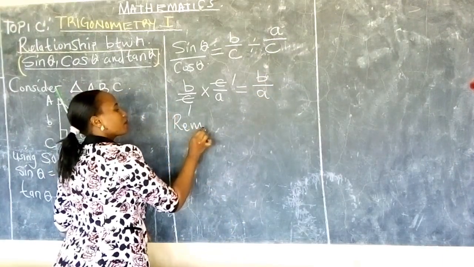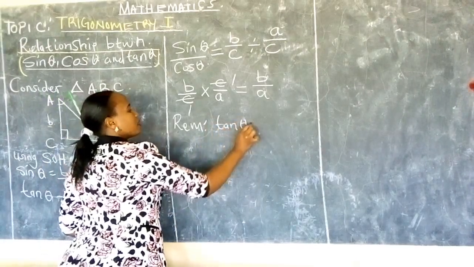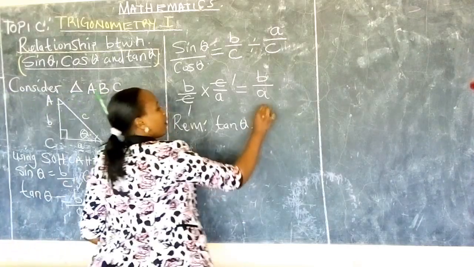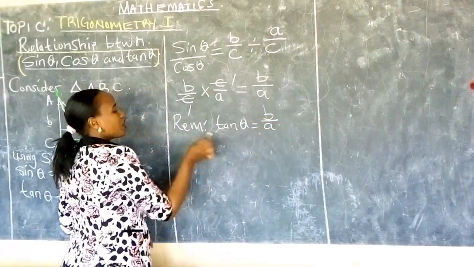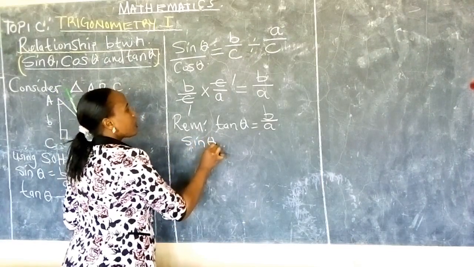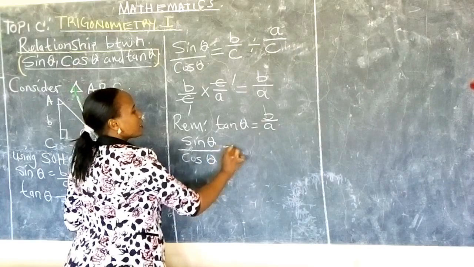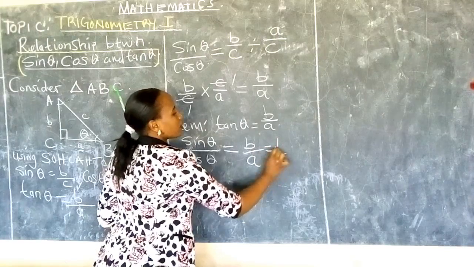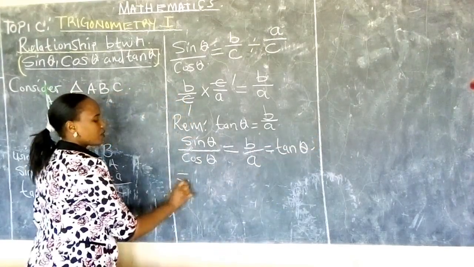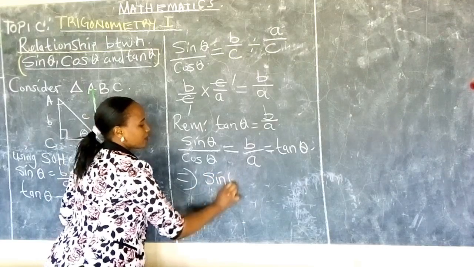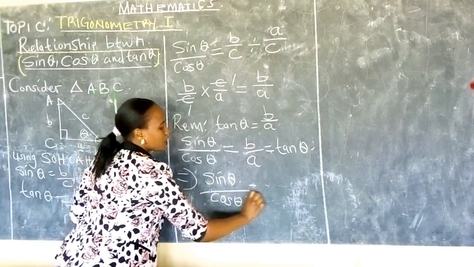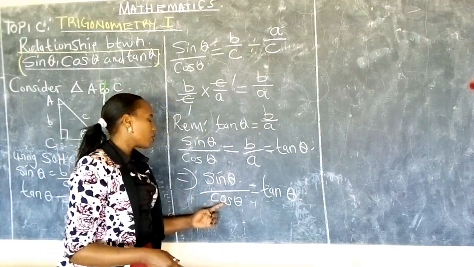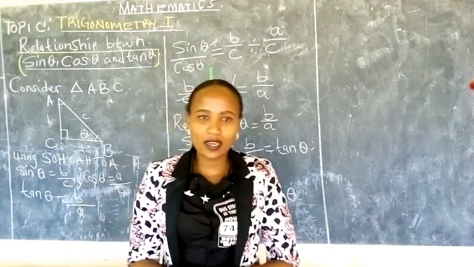Remember that tan theta, in reference to this angle, is B over A. And we have seen that sine theta over cos theta is equivalent to B over A, which is equal to tan theta. So what can we say? This implies that sine theta over cos theta is equal to tan theta. Okay guys, sine theta over cos theta is equal to tan theta.